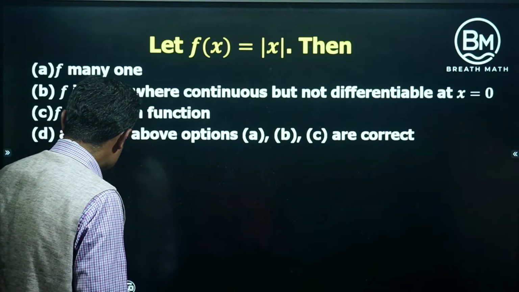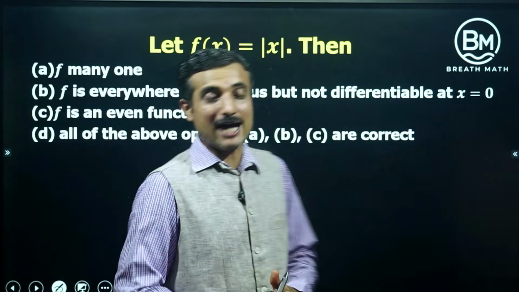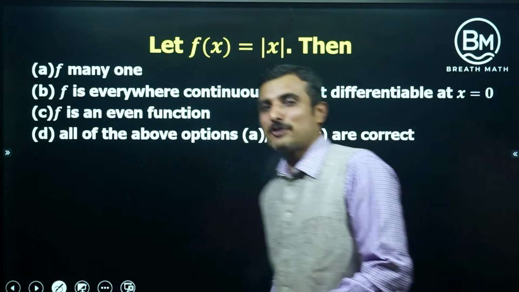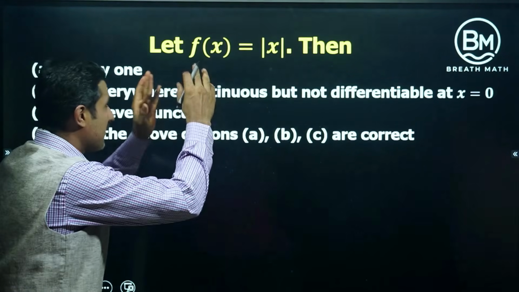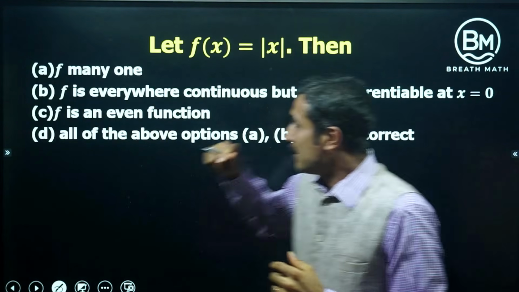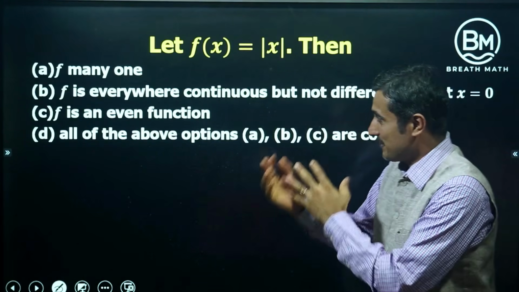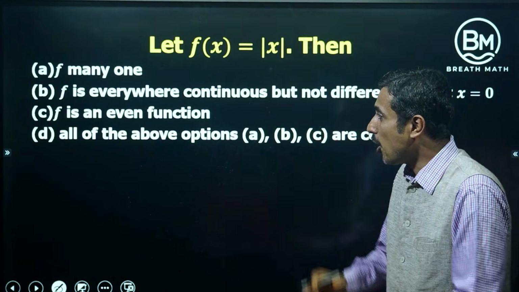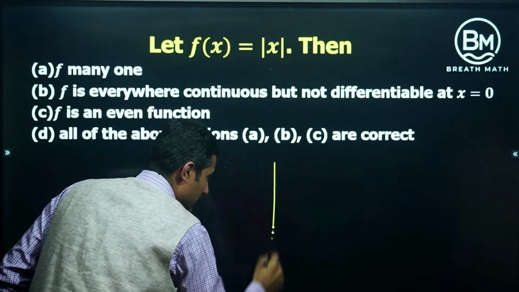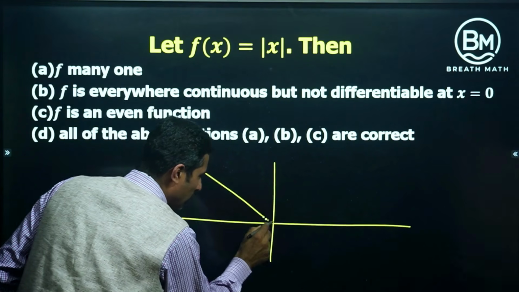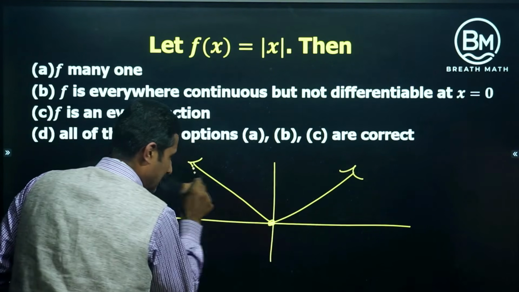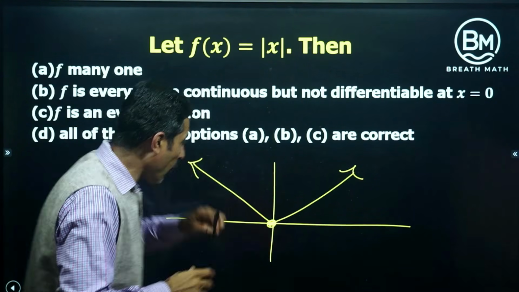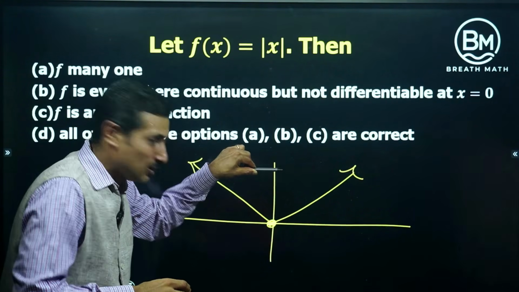Now, how are these micro concepts going to help you in entrance examinations to pursue your dream? Here is a beautiful question. F of x equal to mod x, then f is many one, f is everywhere continuous but not differentiable, f is an even function, and all of the above options. Right now, you know how to draw the graph of the absolute value function. It looks like this. Now, if you have a pen, take out your pen, hold the pen in front of the graph.